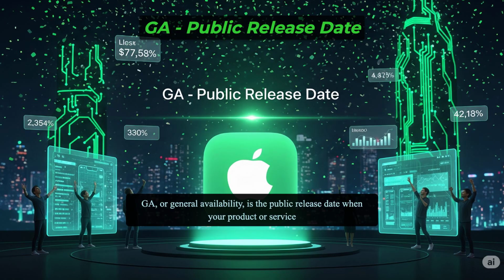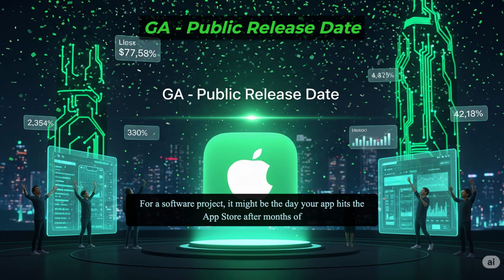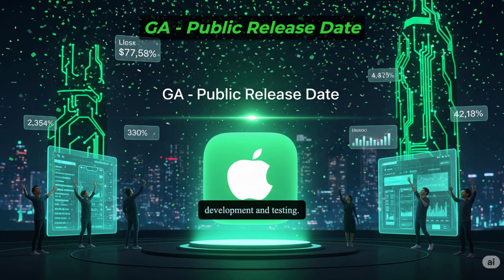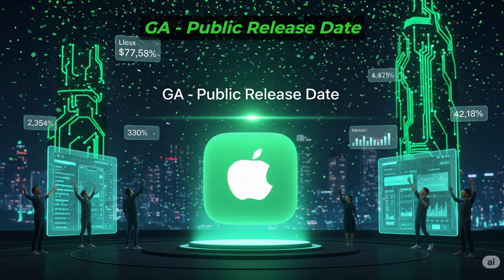GA, or general availability, is the public release date when your product or service becomes accessible to all users. For a software project, it might be the day your app hits the App Store after months of development and testing. Picture a launch event with users downloading and exploring your work. As a full-stack dev, use GA to plan marketing campaigns, finalize support documentation, and ensure your code is production-ready, marking a key milestone in your project's lifecycle.